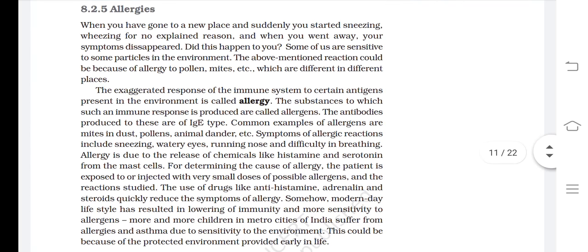Allergies. When you have gone to a new place and suddenly you started sneezing, wheezing for no explained reason, and when you went away your symptoms disappeared. Did this happen to you? Some of us are sensitive to some particles in the environment. The above mentioned reaction could be because of allergy to pollen, mites, etc., which are different in different places.